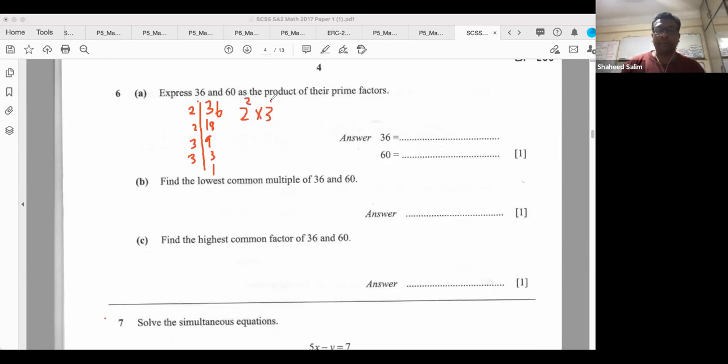What does this mean? 2 to the power 2 is 2 times 2. 3 to the power 2 is 3 times 3. So you times that all together. This is your first one. What about your next one? 60. Can you try 60 then? What's the answer for 60? Okay, Inshi, let's see whether you're correct for 60. Inshi, you got it right.